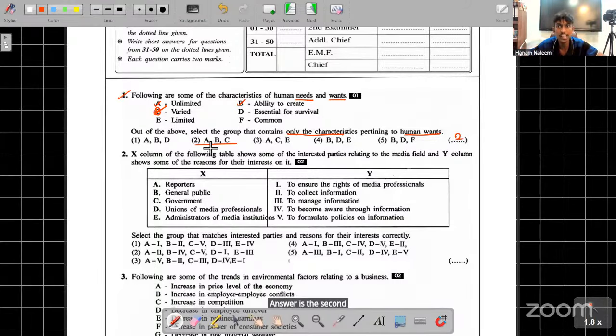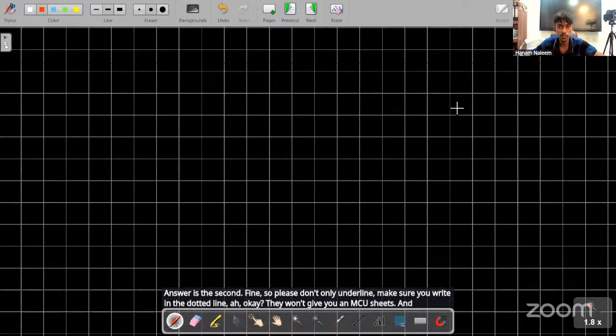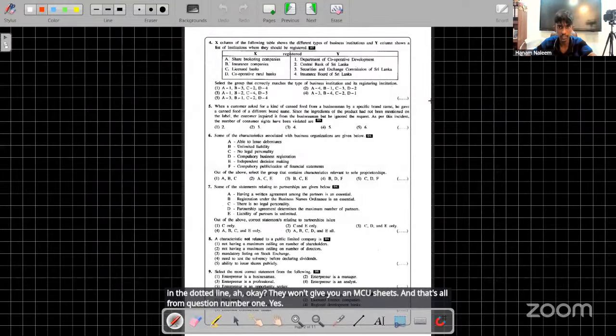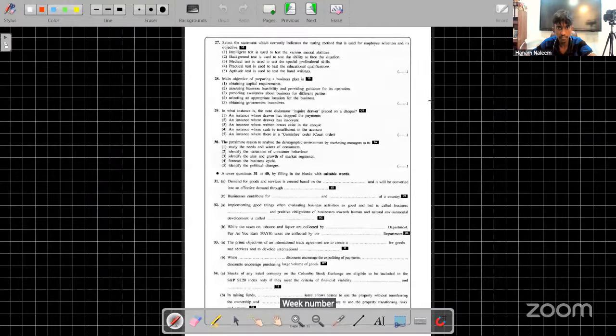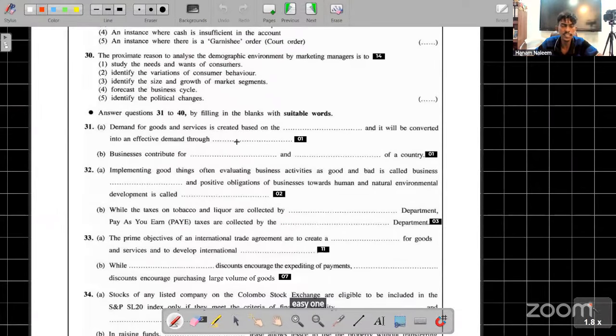Fine. Please don't only underline, make sure you write on the dotted line. They won't give you any MCQ sheets. And that's all from question number 1. Week number 1. Then fill in the blanks. Okay, fine, an easy one. Demand for goods and services is created based on what? What's the main factor which determines demand?